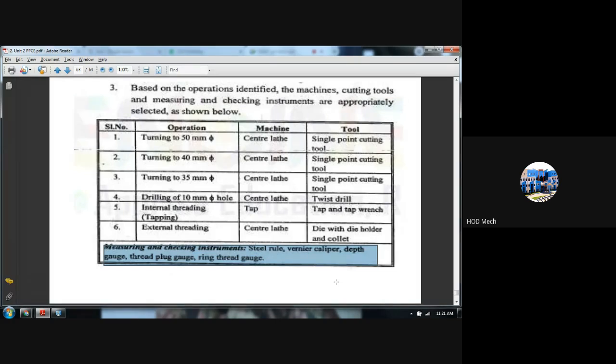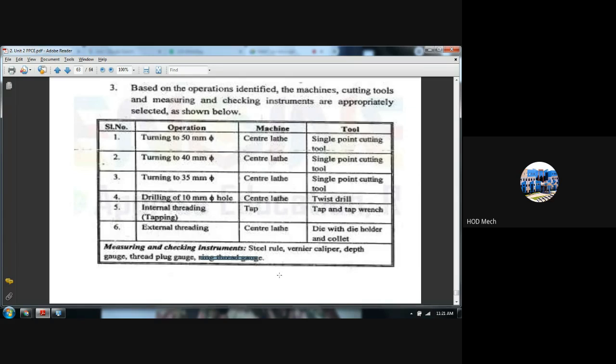உங்களோட machining accuracyய measure பண்றதுக்கு what is the type of measuring instrument you are recommending. For length I am recommending steel rule. For diameter I am using vernier caliper, depth gauge, thread gauge, ring thread gauge. What measurement equipment you are supposed to use, this you have to recommend before you submit your process plan to production department.